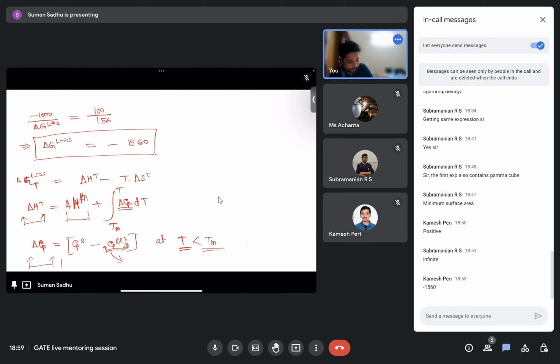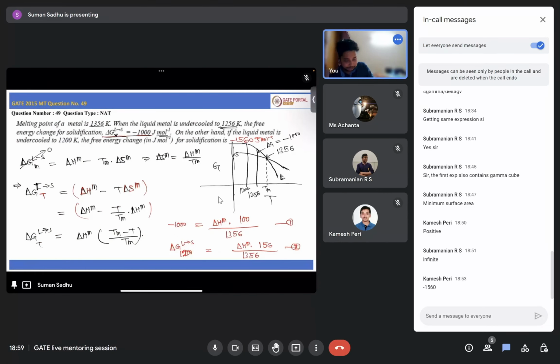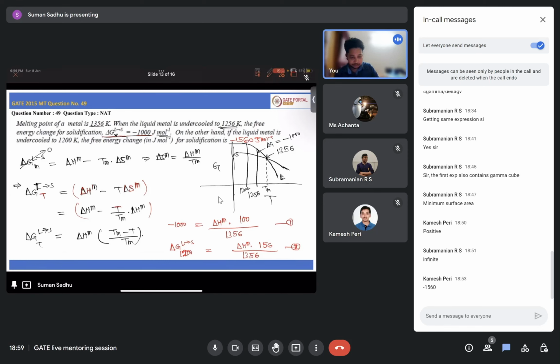So that's why it is assumed that delta Cp is 0, and if you assume delta Cp is 0, then delta H of T is equal to delta H of m. Similarly, delta S of T is equal to delta S of m. So for temperature T also you can write it as delta Hm, and then we'll get those equations. So is it clear?